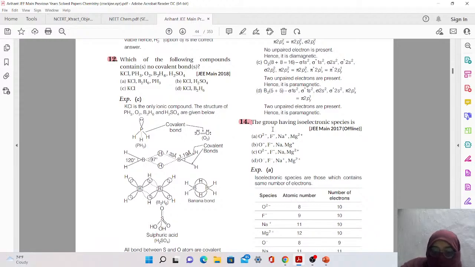So O minus 2, F minus, Na plus, Mg plus 2. What do you think the answer is? O minus 2, oxygen atomic number is 8. 8 plus 2 means 10. Fluorine is minus 1, 9, minus 1 means 10. Sodium is 11, plus means lost, 10. Mg plus 2 is 12. Magnesium is 12, plus 2 means loss of 2. That means I'm matching with the A, isn't it?